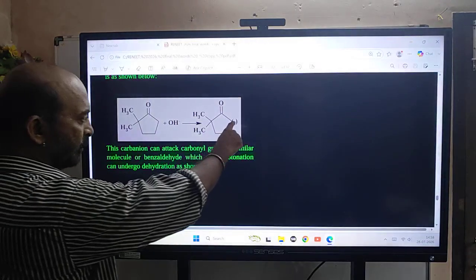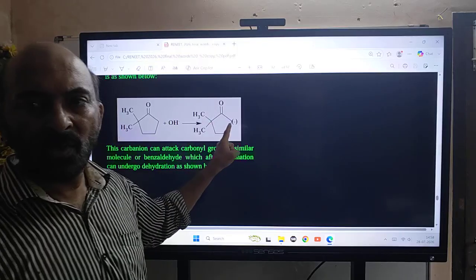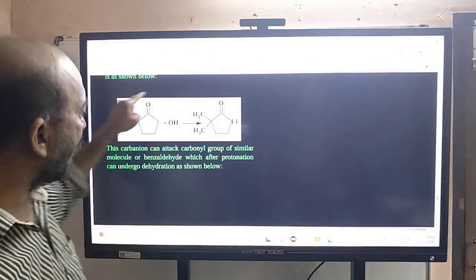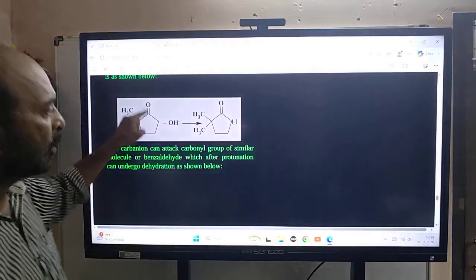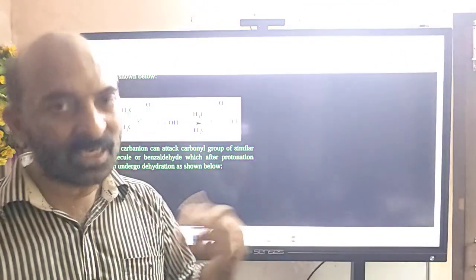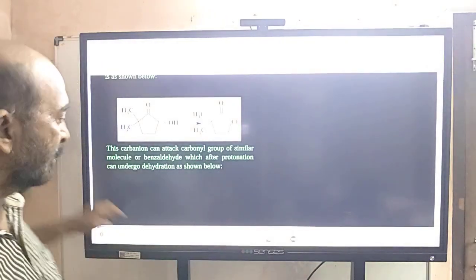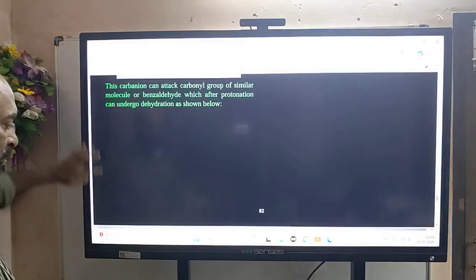This carbanion is formed. But listen carefully. Once this carbanion is formed, it can attack either this carbonyl group or the carbonyl group of benzaldehyde. So their chances are more. In the second stage, even benzaldehyde can take part. We will see the mechanism of the reaction.